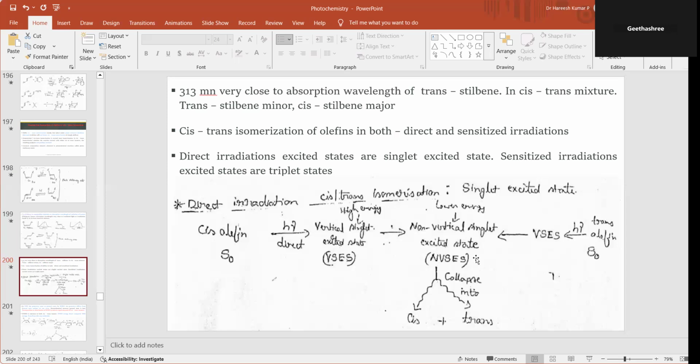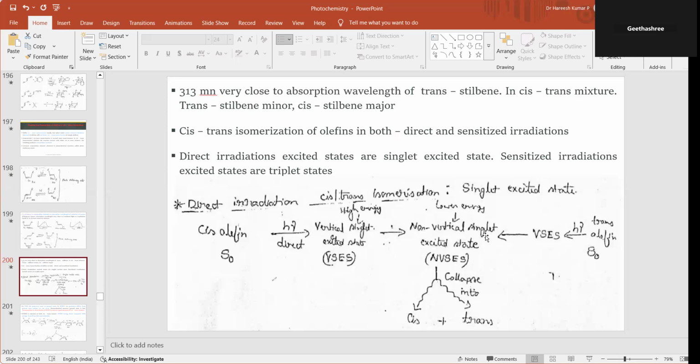What is important here? The non-vertical singlet excited state is obtained when a compound is irradiated non-vertically. That means here there will be a change of geometry. That means olefin in the vertical singlet excited state, the geometry of the ground state and the excited state is similar, but the olefin ground state and the non-vertical singlet excited state are different. That's what you need to remember.